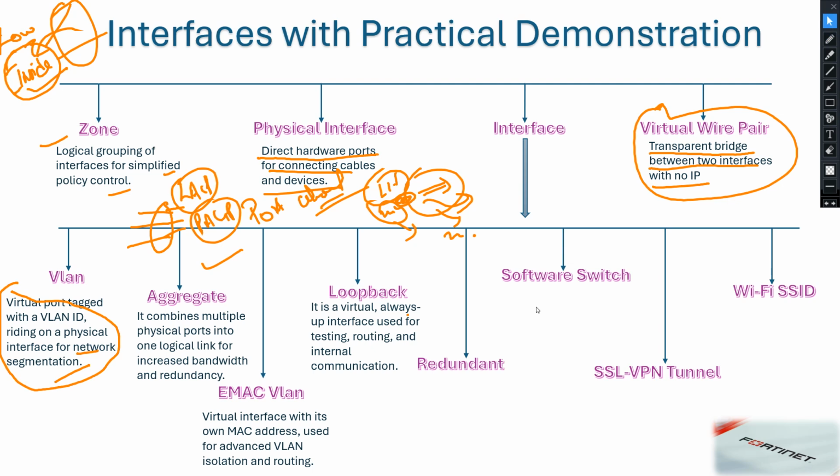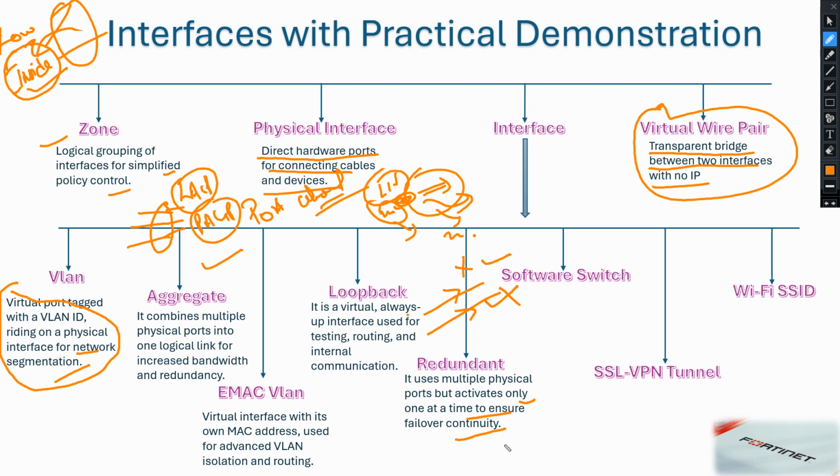Then next is redundant. Redundant means two interfaces. If one goes down, the second will take care. If the second is down, the first will take care. It uses multiple physical ports but activates only one at a time to ensure failover continuity.